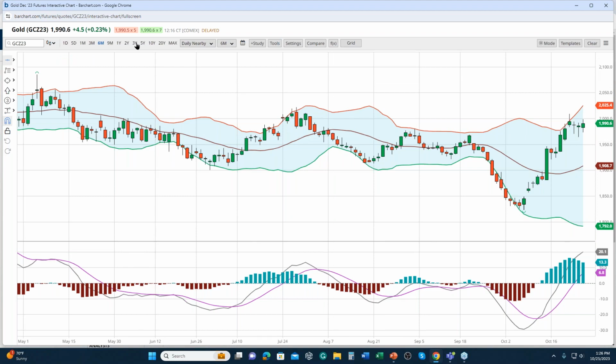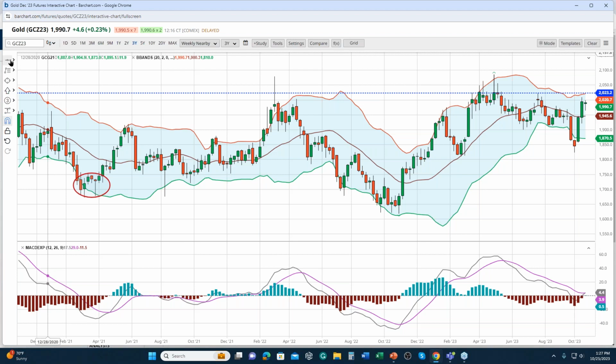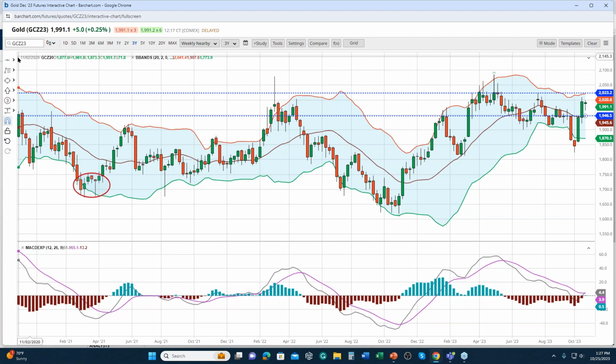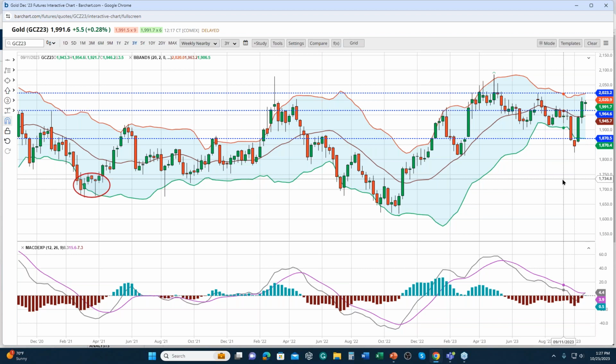Let's start at a weekly level. And again, here's my outer band. Here's my median, my mean, excuse me. And here is my lower band. So again, what do we see in terms of our Bollinger Bands is that price has gone from the lower band through the mean, and now we are moving towards the outer band.